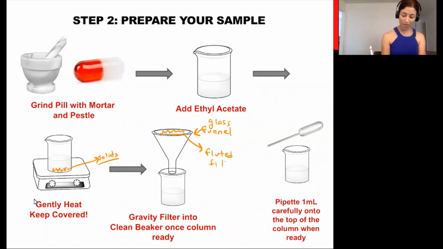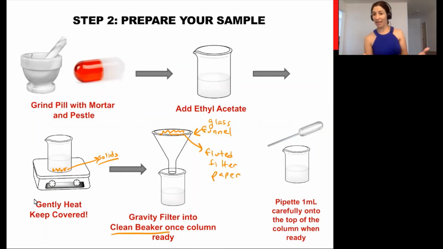You can pre-wet the paper with a little bit of ethyl acetate to help it stick to the glass funnel and not leave you gaps. You're simply going to pour your warm solution through that funnel into a clean glass beaker. Once you have that solution, you now have, hopefully, a solubilized, clear solution of acetaminophen and caffeine that doesn't contain any of this insoluble junk we don't care about.